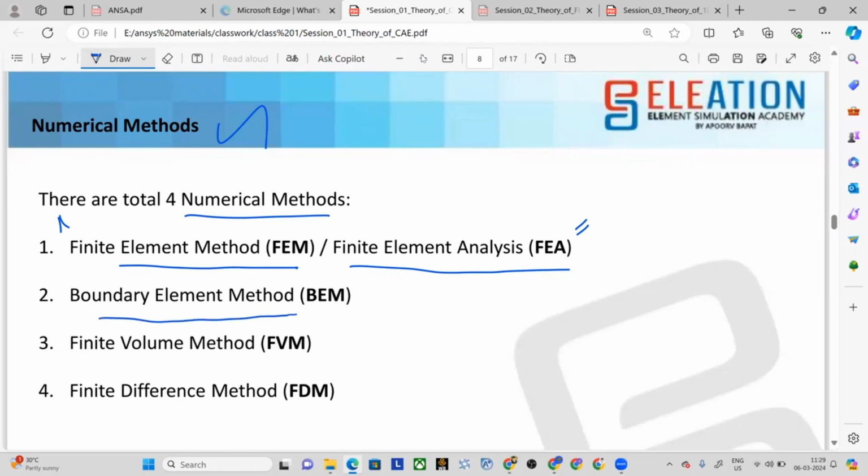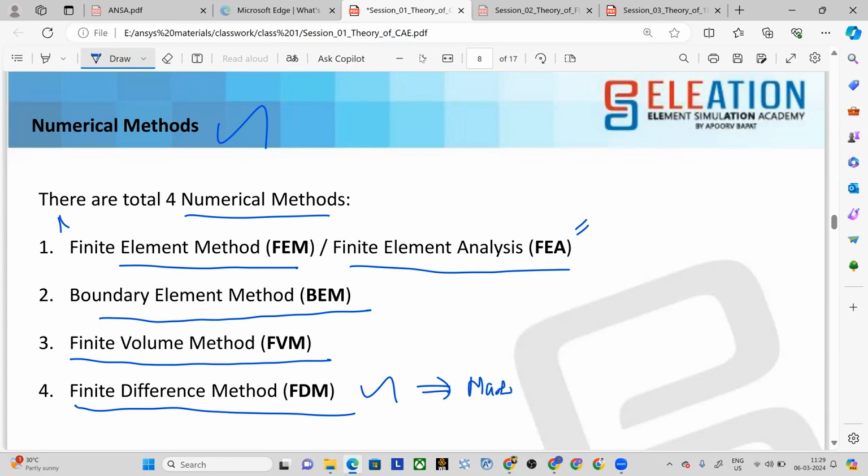Then you also have something called the boundary element method. Then there is one more thing called the finite volume method, and one more called the finite difference method. See, finite difference method is actually a mathematical technique which has been employed. So all those numerical mathematical techniques will come under this.